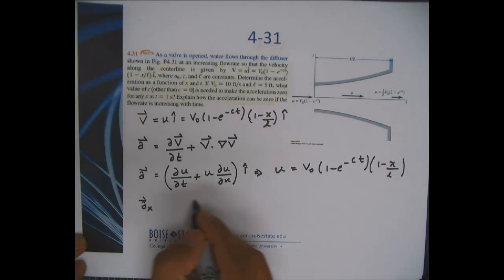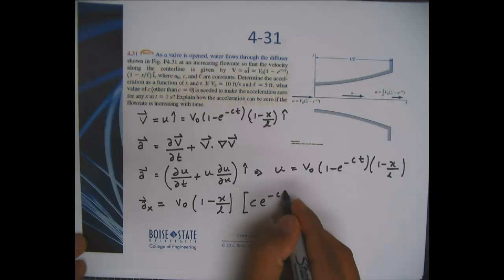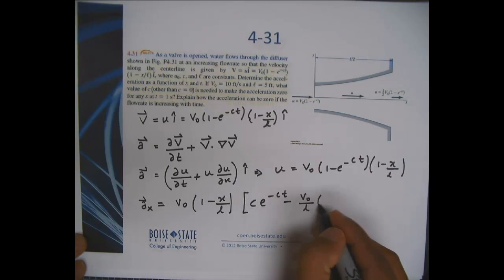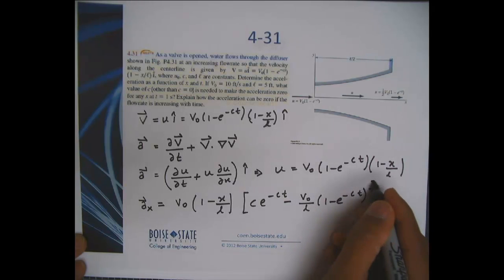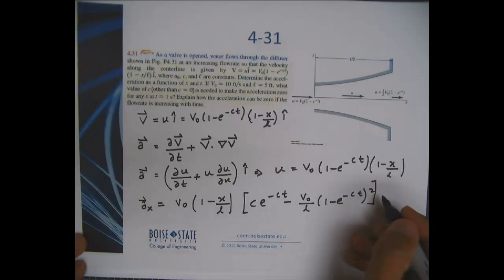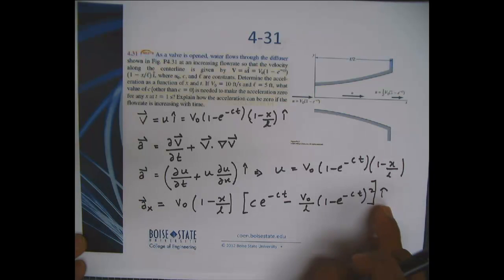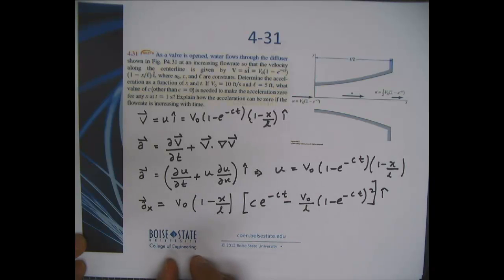If I'm talking about the x direction acceleration component, you should get it as v naught times (1 minus x over L) times c e power minus ct, minus v naught over L times (1 minus e power negative ct) squared, and I should have an i because I'm talking about a vector on the left hand side. Or if you want to just write the magnitude of the component, you can get rid of the i unit vector here. Then it'll still be okay. So we are asked to determine the value of c when this acceleration is 0.